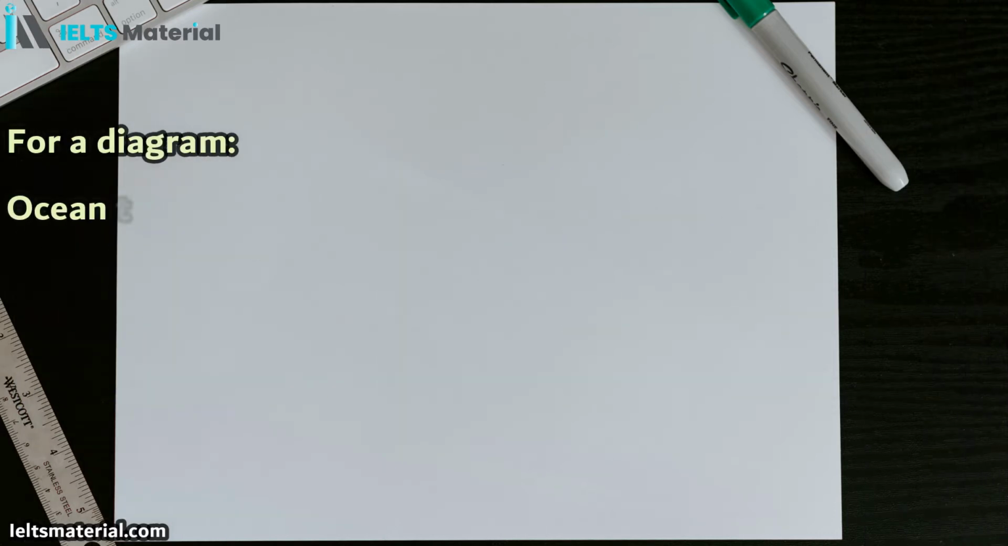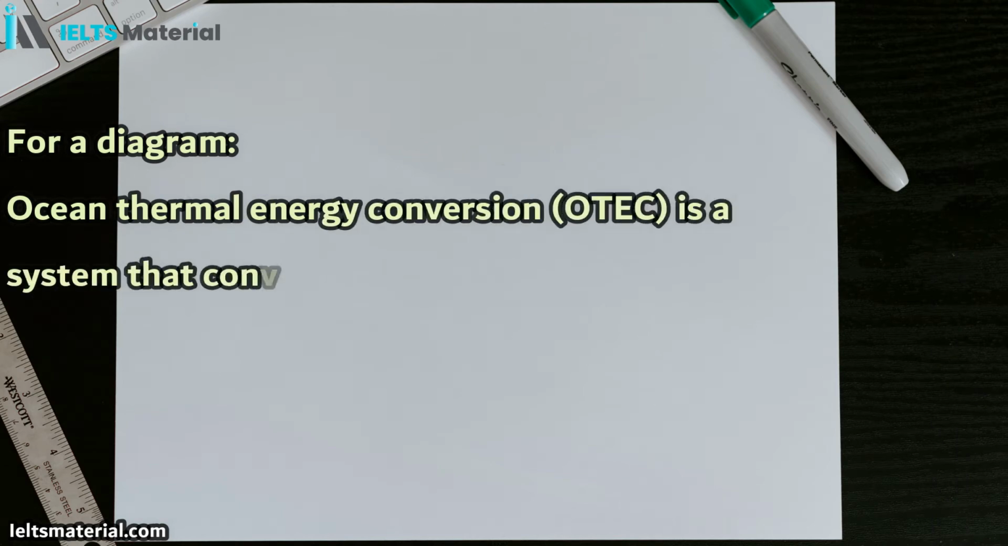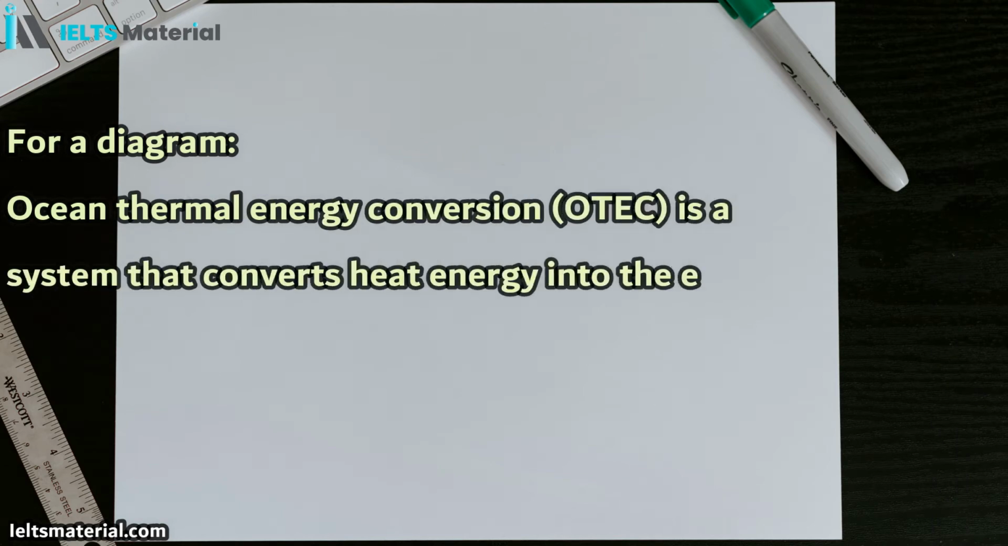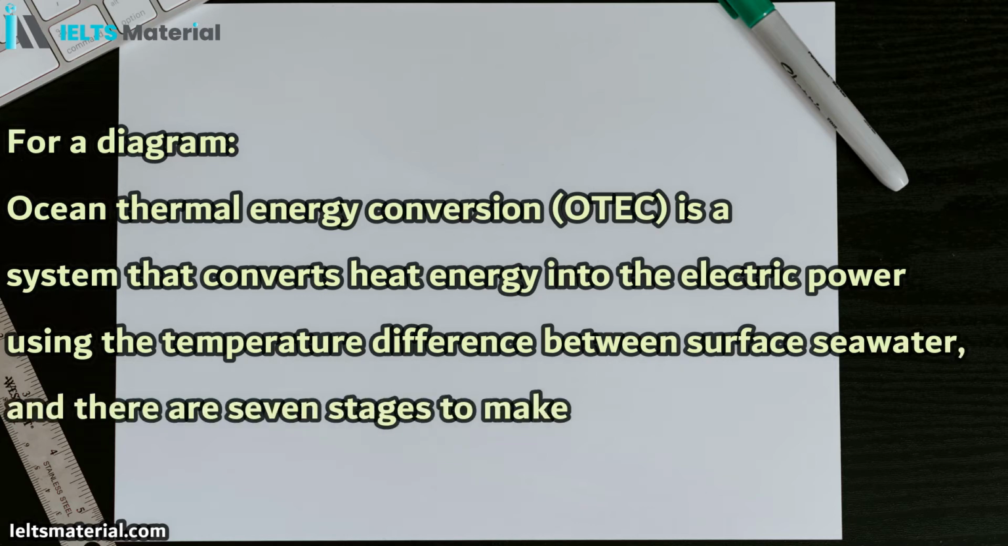Now for a diagram, it's slightly different because in a diagram, there'll be a bunch of pictures showing you a process. So let's have a look at this example. Ocean thermal energy conversion, OTEC, is a system that converts heat energy into the electric power using the temperature difference between surface seawater, and there are 7 stages to make this happen. So as you can see, an overview for a diagram is a bit different because again, you're talking about stages in a process.